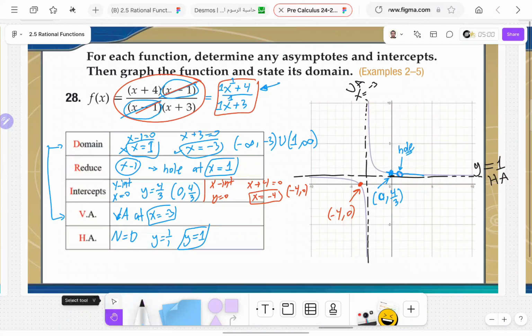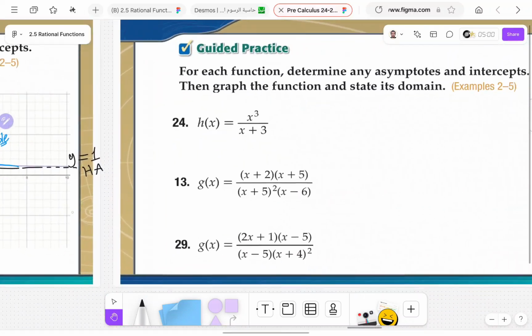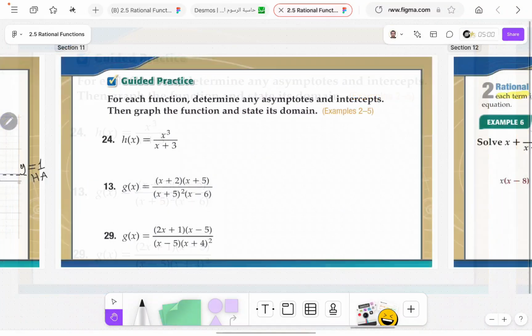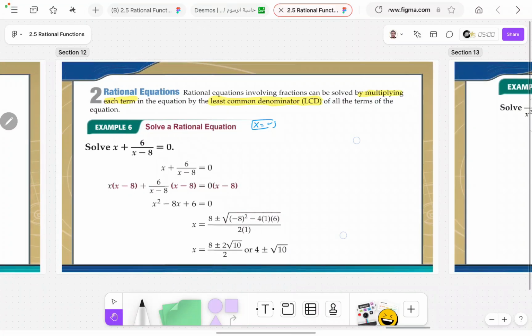Now we're done with all the examples. I hope you understand this. It's your turn. Try to solve these equations. Continue now with the second part of the lesson, rational equations.